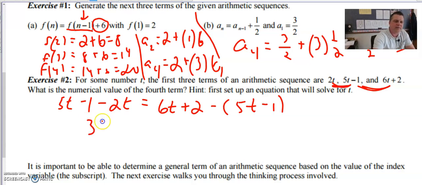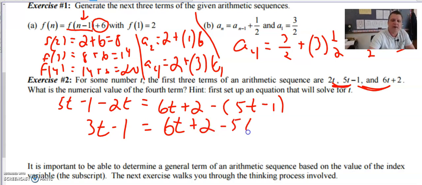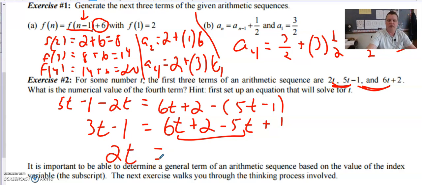So then on this side I have 3t minus 1 equals 6t plus 2 minus 5t plus 1. We can bring all the t's to one side. So these two together give me a 1t. So that means I have 2t equals, this here, 2 plus 1 is 3. Add another 1 from this side, gives me a 4. So 2t equals 4, t equals 2. So that's the t value.